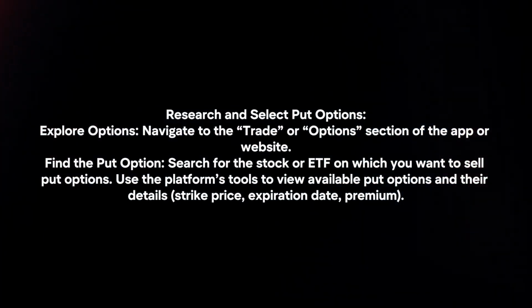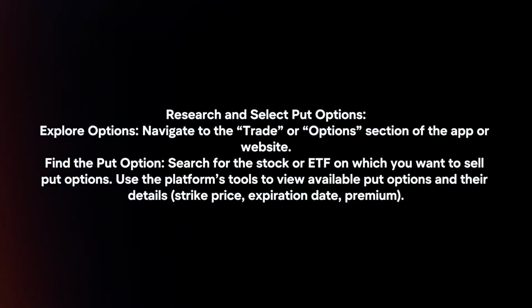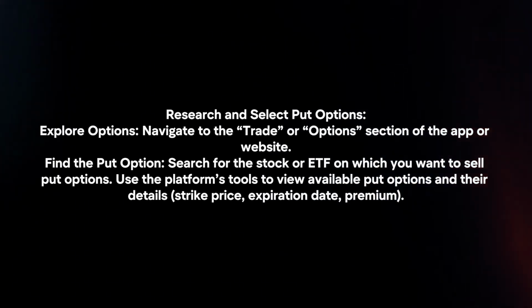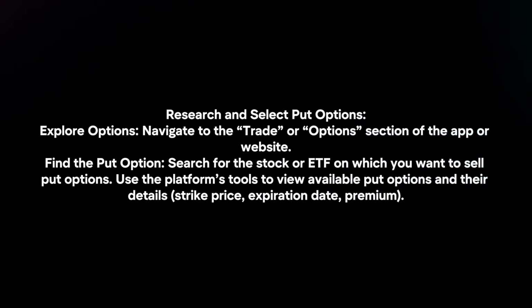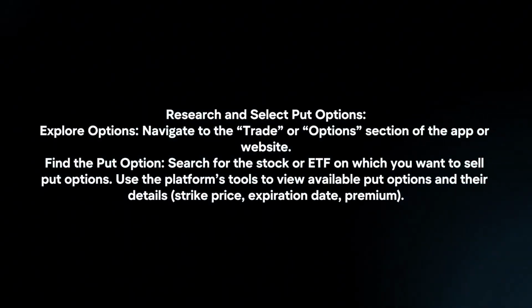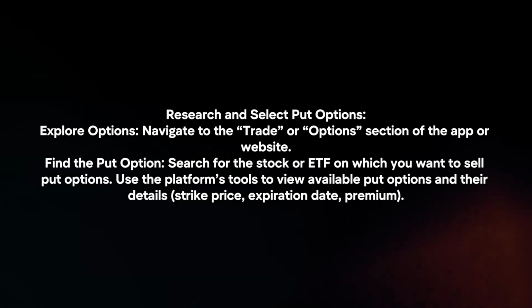Explore options. Navigate to the trade or options section of the app or website. Find the put option. Search for the stock or ETF on which you want to sell put options. Use the platform's tools to view available put options and their details.